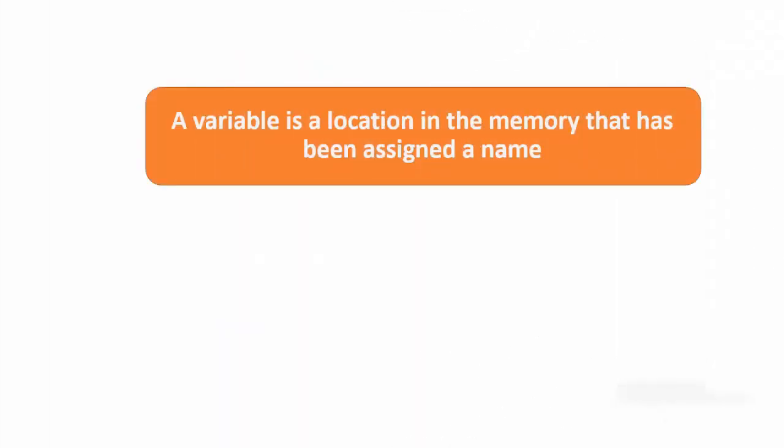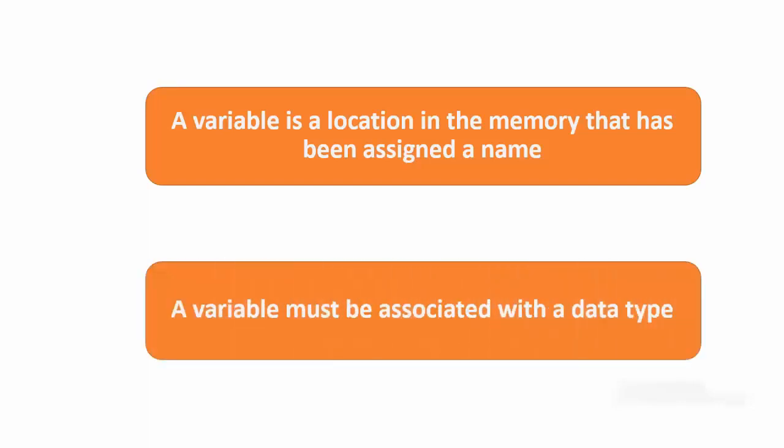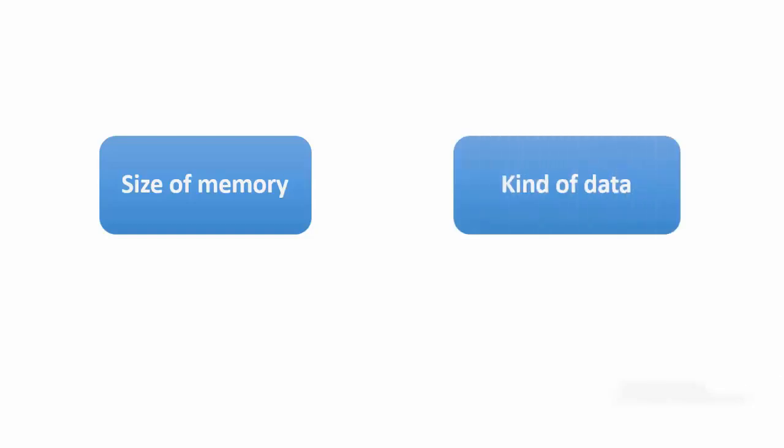Previously, we have seen that a variable is a location in the memory that has been assigned a name, but a variable is a little more than a chunk of memory that has been given a name. When you define a variable, you must also tell the compiler what type of data is to be associated with that variable. The data type of the variable is important because it determines two very important things: how many bytes of memory are dedicated to that variable, and what kind of data can be stored in the variable.